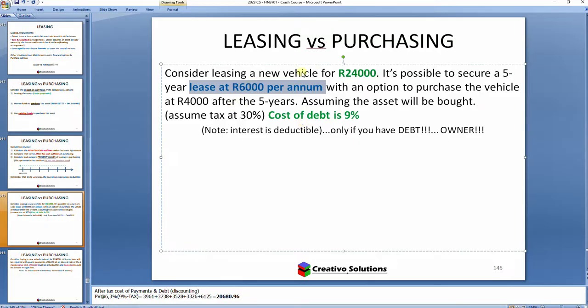So the nice thing about leasing versus buying, if we're looking at leasing, the only thing you have to look at is the actual lease, the amount of money that you're going to be paying. The lease is 6,000. So let's go to the calculation. It's on this screen. Let me show you the calculation.